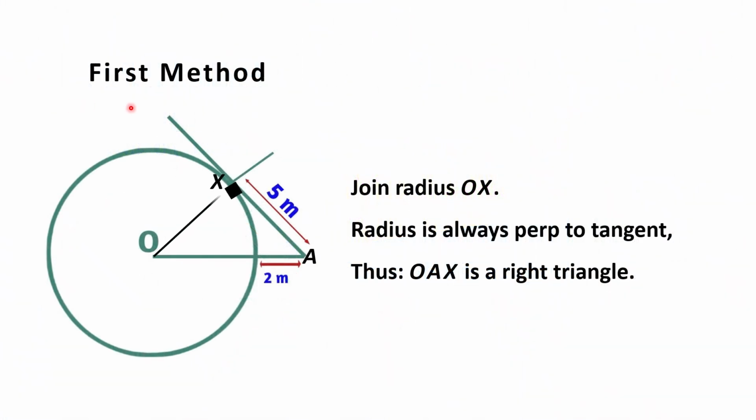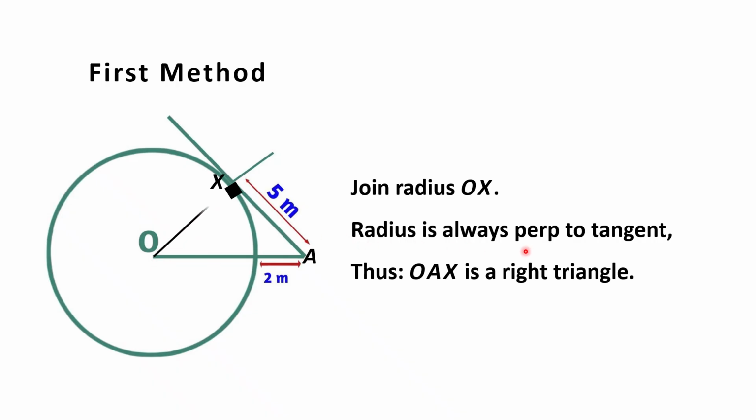Now we will do it by two different methods. Not one method, but two different methods. And this is the first method. So what are we joining? Join O and the point X. Point X is the point of contact of the tangent. O is the center, so we are joining OX.